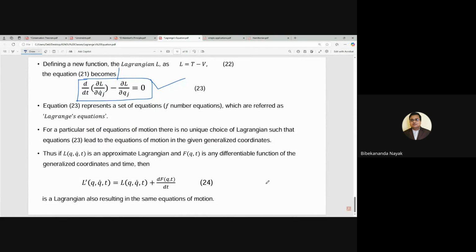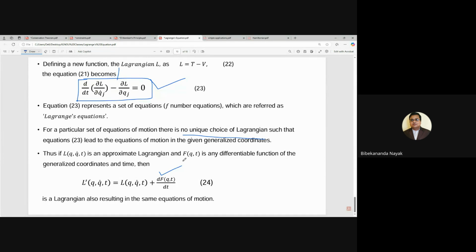But the important thing is Lagrange's equations are not unique. Using this Lagrange equation, we can get the equation of motion for the system. But for a single equation of motion, we do not have a single Lagrangian. Just like for a single electric and magnetic field, we do not have a single scalar and vector potential; we have a number of them. Similarly, the choice of Lagrangian is not unique. For a particular Lagrangian, we can add another term and make a new Lagrangian.